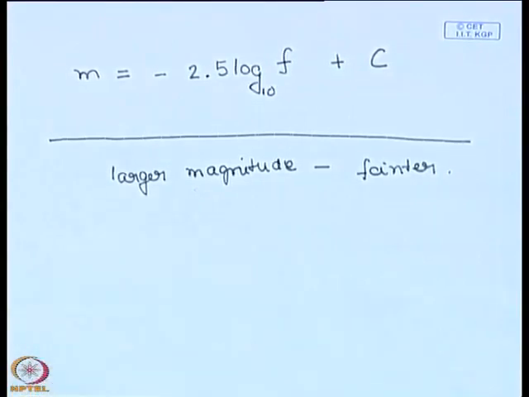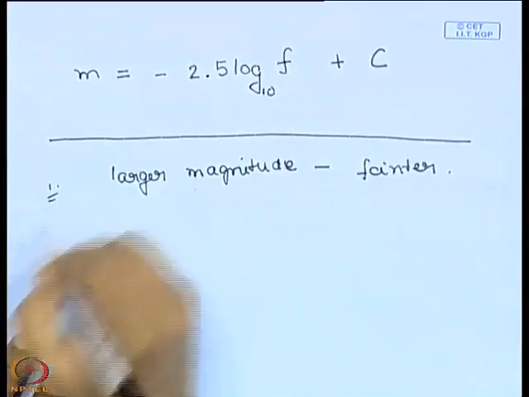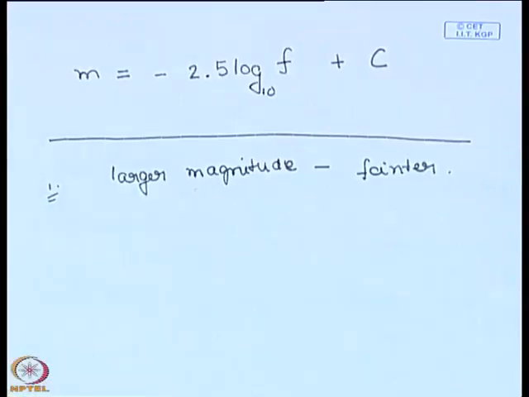So the larger the magnitude, the fainter the object is, the lower the flux. That is the first thing. Okay. Second, let me ask you a question. Suppose I have 2 sources and the magnitude of these 2 sources differ by 5.